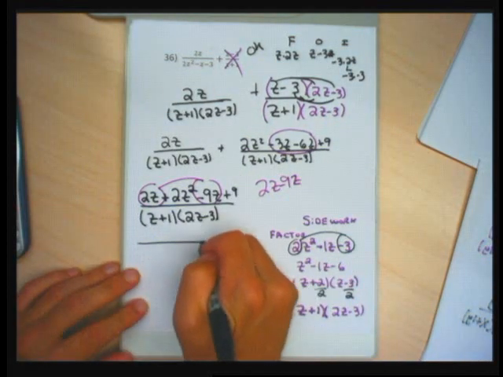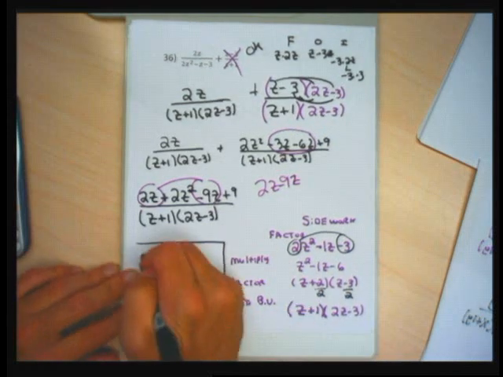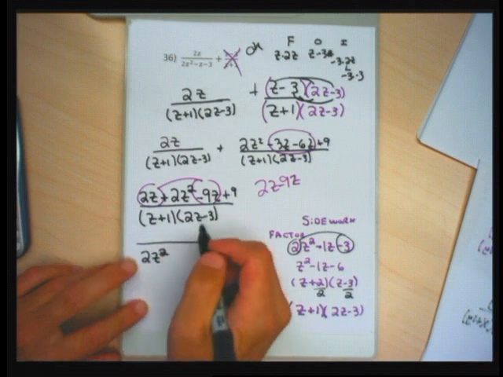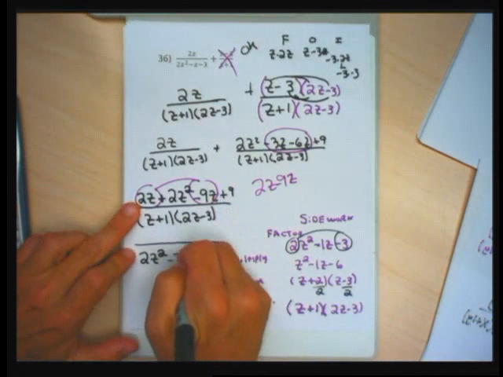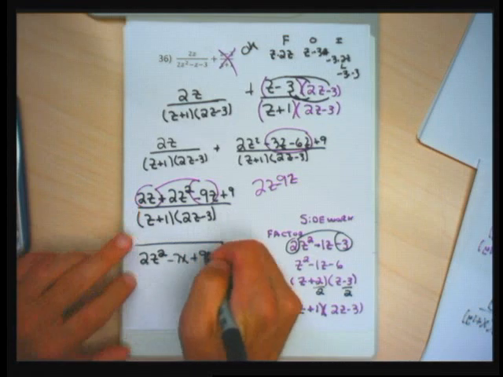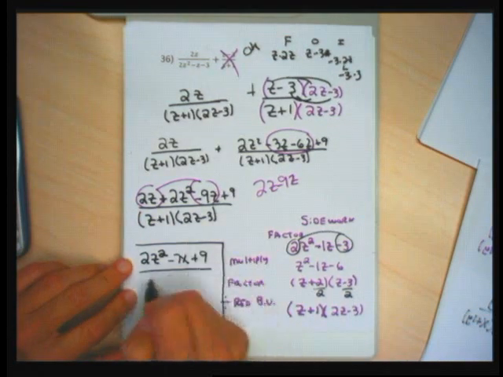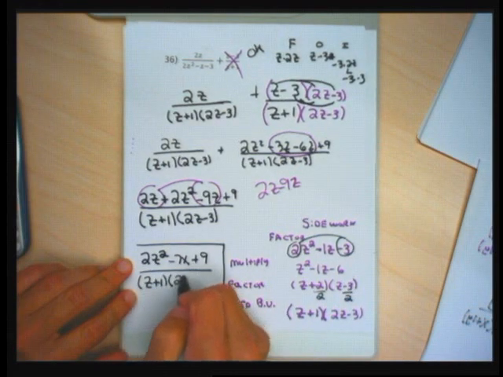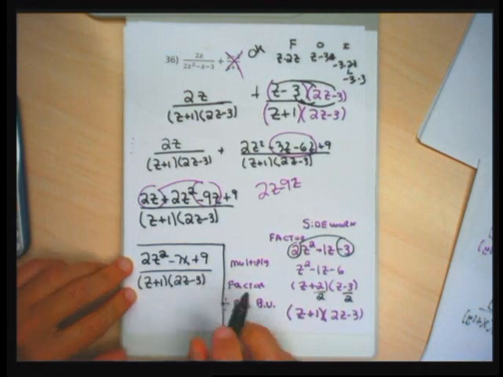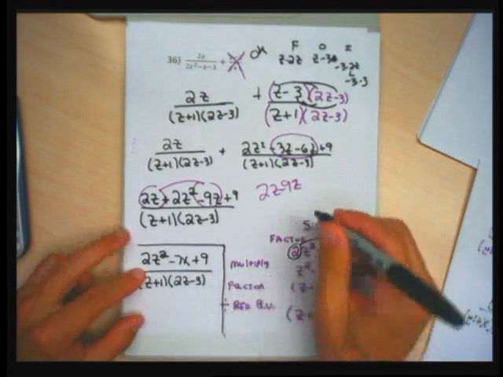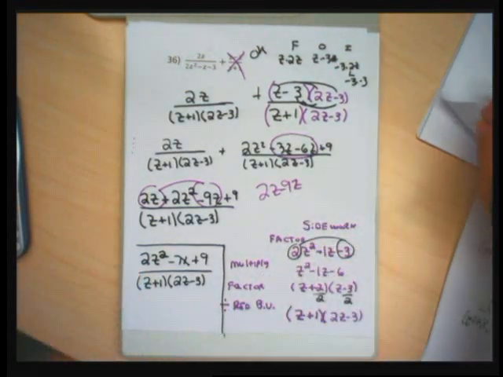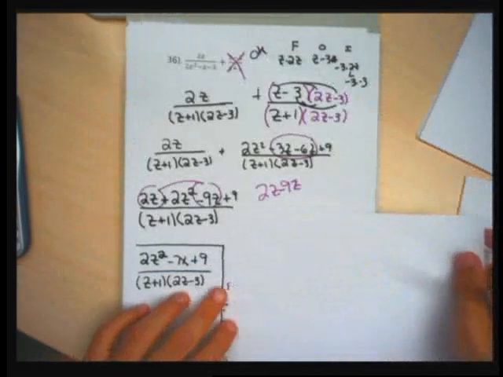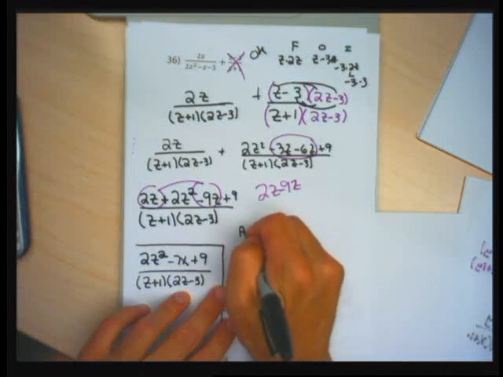So I'm going to get something that's probably the best answer, but that's possibly factorable. So I'm going to go 2z squared, and then 2z minus 9z is minus 7z, and then plus 9 over z plus 1 times 2z minus 3. I should attempt to factor this. Anytime I get a numerator that's potentially factorable, I should try to factor it, but I don't think it does.